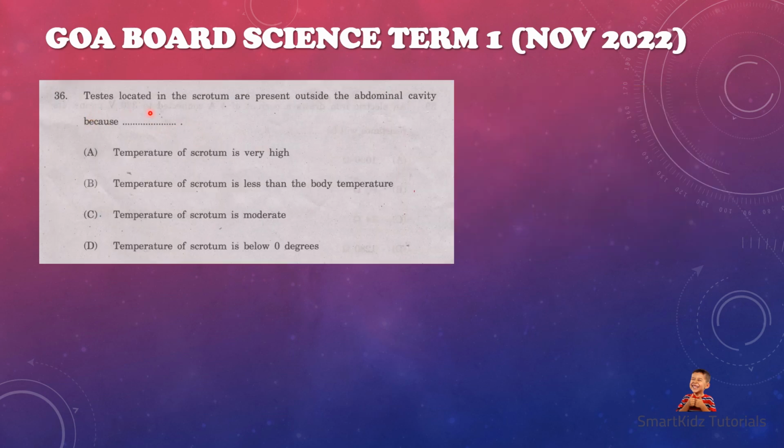36. Testes located in the scrotum are present outside the abdominal cavity because the temperature of the scrotum is less than the body temperature. So the sperms require a temperature that is lower than the actual body temperature to develop, and that is why you have the testis located there. The testis is the area where sperms are produced. So that is why they are located in a scrotum, which is present outside the body, as a result of which it has a temperature that is lower than the body temperature.